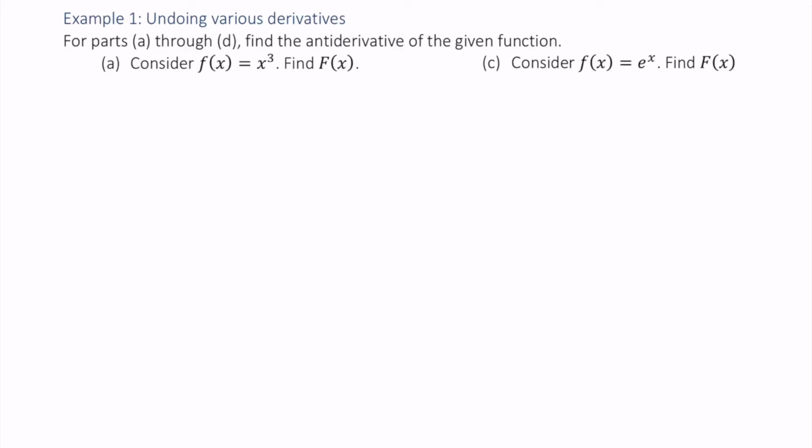Welcome. In this video, we're going to practice undoing derivatives. So let's start with part A, and let's make a guess of what the antiderivative could be for f of x equals x cubed.